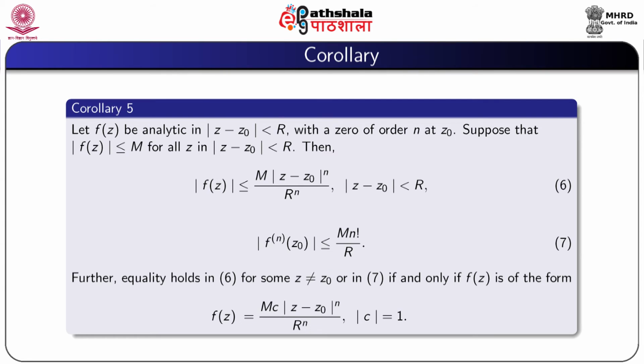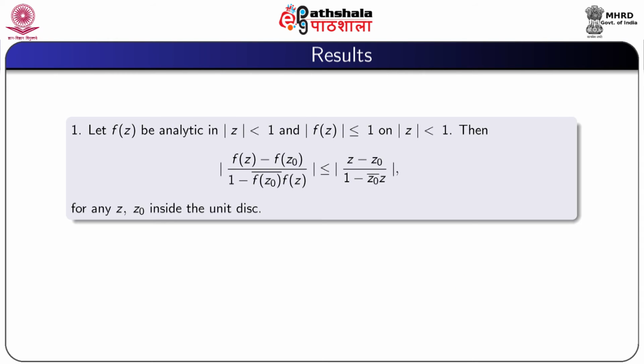Further, equality holds in (6) for some z not equal to z0, or in (7), if and only if f(z) is of the form f(z) = M c (z - z0)^n / R^n with |c| = 1. Now, we state some results.